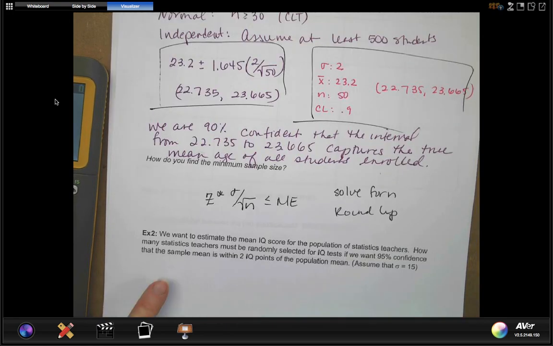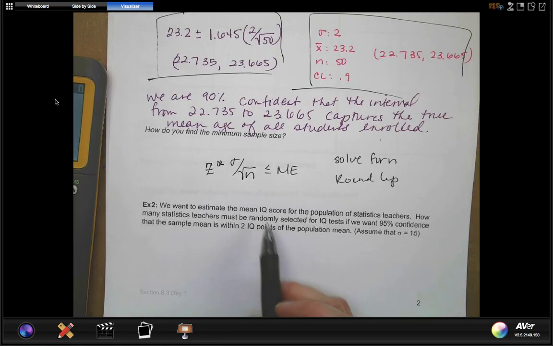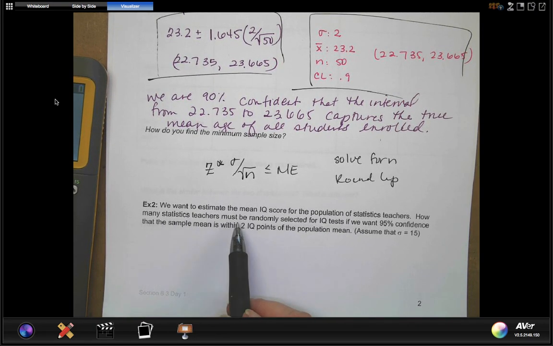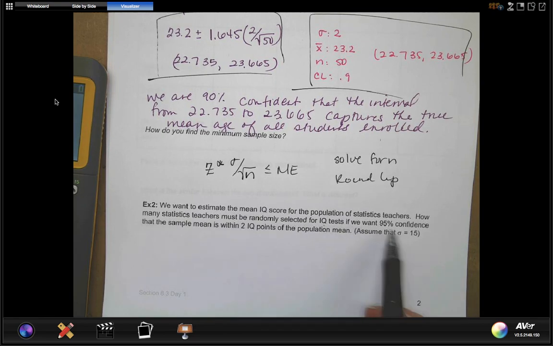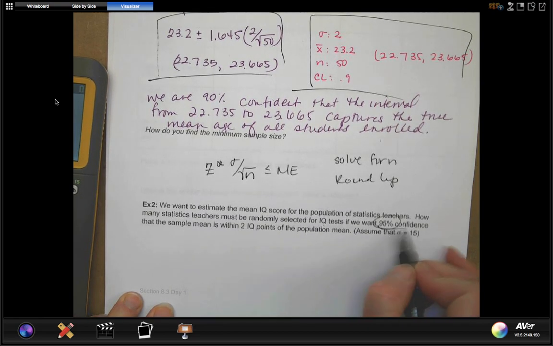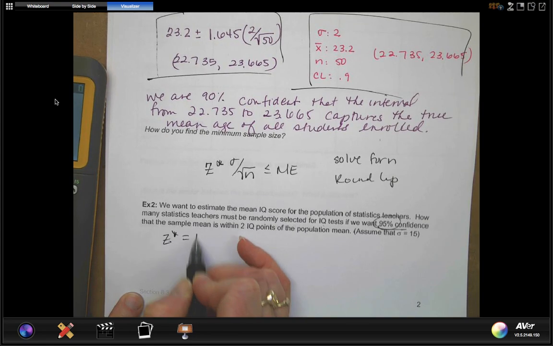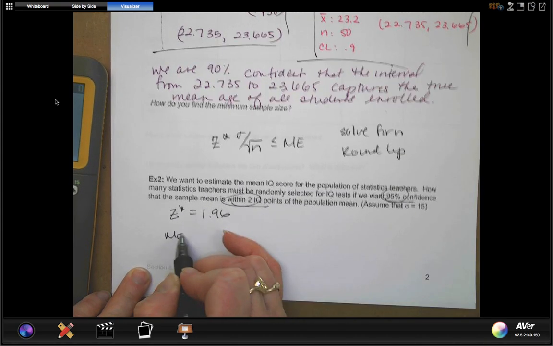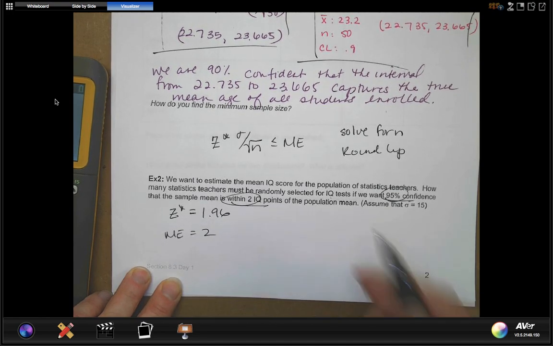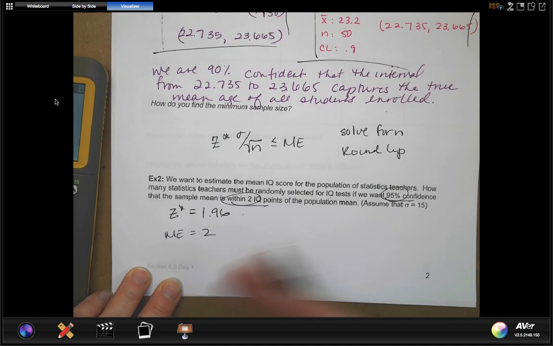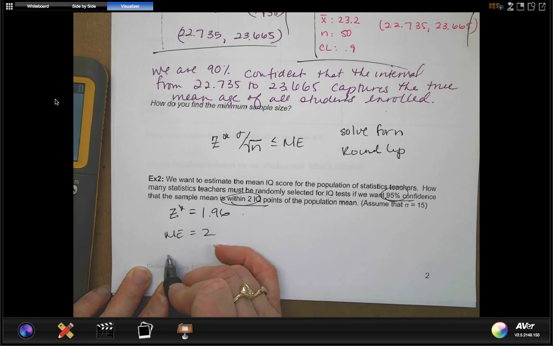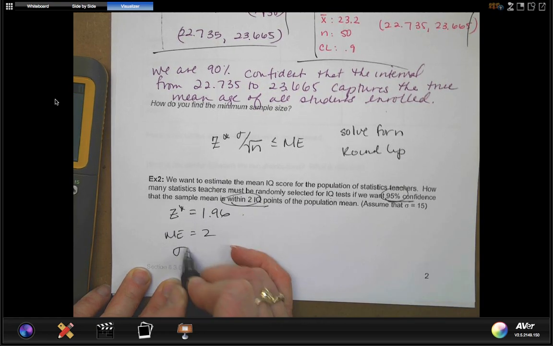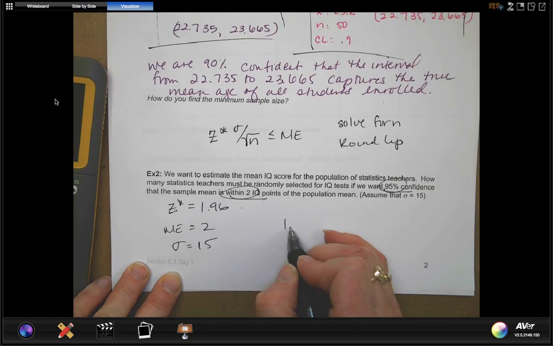So in this problem right here, I want to estimate the mean IQ score for a population of statistics teachers. How many statistics teachers must be randomly selected for IQ tests if we want 95% confidence? So 95% confidence means I'm using 1.96. Within 2, this is the margin of error. You don't need to change this to a percent. I'm not talking about a percentage or proportion today. I'm talking about the mean. And it tells me sigma is equal to 15. So I'd plug everything into this formula up here.